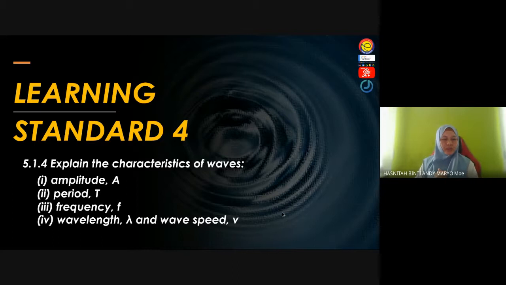Try to give examples of transverse wave. First, we have transverse wave. Sound wave is longitudinal wave. Okay, so sound wave, radio wave, very good. Okay, radio wave is part of electromagnetic wave. So it is transverse wave.